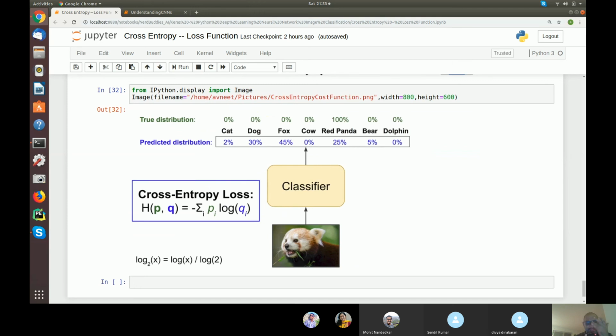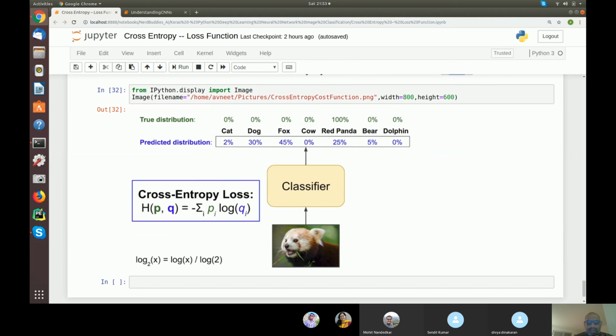In this case, this is called a one-hot vector, which means all the other categories are 0 and one of them is 1, because this is a red panda. So that is sort of our real distribution. In the true distribution, the probability of being a cat is 0, the probability of being a dog is 0, and so on. The probability of being a red panda is 1.